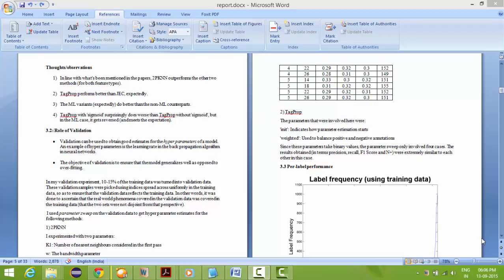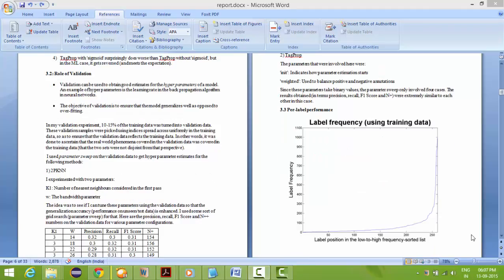Validation can be used to obtain good estimates for the hyperparameters of a model. An example of hyperparameters is the learning rate eta in the backpropagation algorithm for neural networks. The objective of validation is to ensure that the model generalizes well as opposed to overfitting to the training data. In my experiment, 10 to 15% of the training data was turned into validation data. The validation samples were picked using indices spread across uniformly in the training data so as to ensure that the validation data reflects the training data.